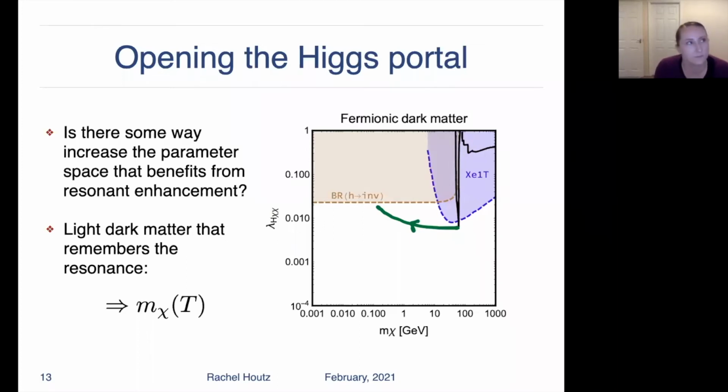And so what we were aiming for is light dark matter that we observe today. So light dark matter that we see in direct detection experiments, but that remembers a history of resonant enhancement. And so that means we want dark matter that has a temperature dependent mass. And so this is the motivation for what we wrote. And the hope is that if now the x-axis is the dark matter mass we measure today, we can see this opening up of the resonance of the Higgs portal on the resonance peak, because the resonance behavior affects the dark matter that is lighter today than it was in its history when its relic abundance was set.